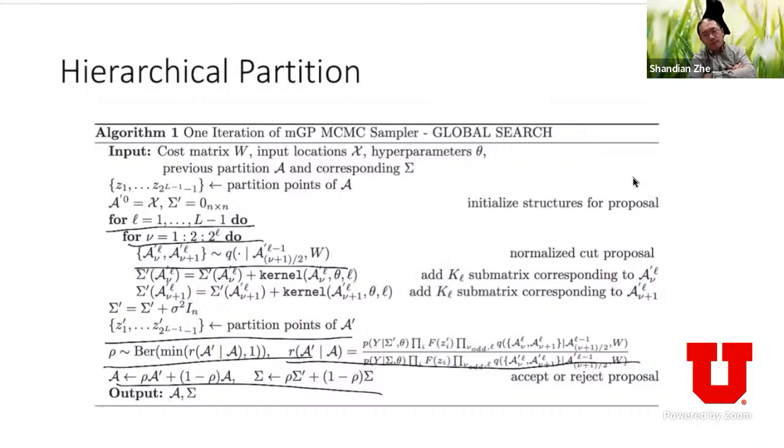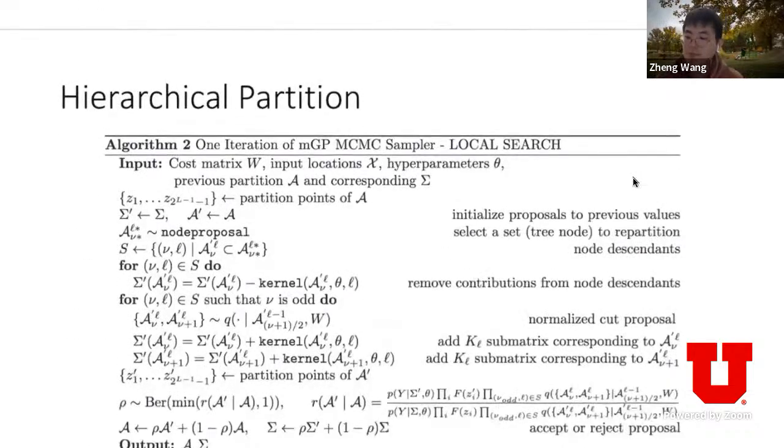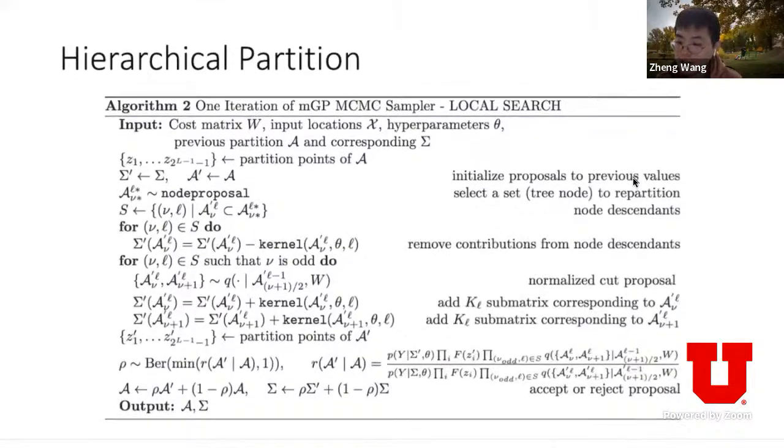Okay. All the other lines are just for the kernel update. Yeah, that's pretty standard. So what this is called global search, right? Yeah, global search is because the selected node is the root node, and so it's global search. If the selected node is some intermediate node or leaf node, but yeah, it's just a local search.